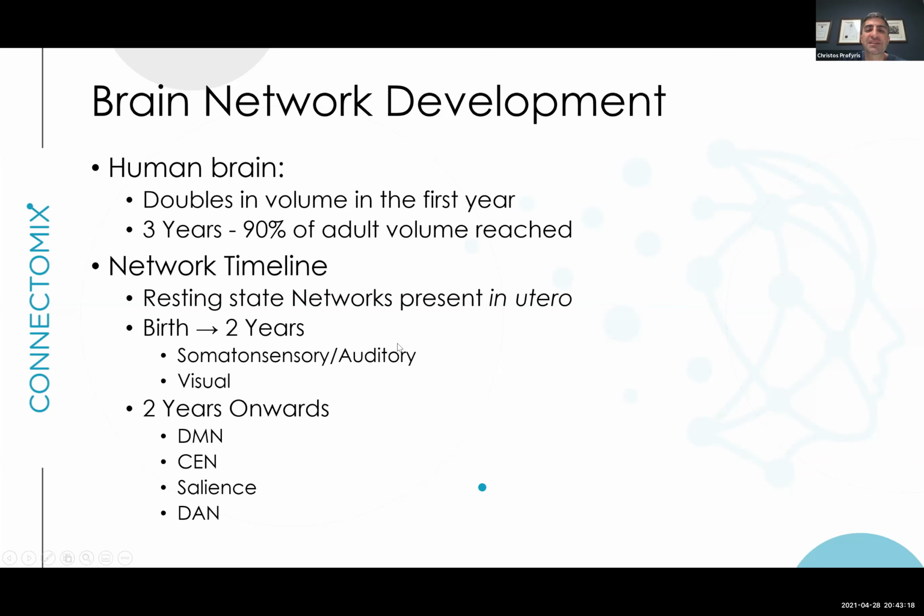And that makes sense because when you're born, you do need to feel things, you do need to try and move. So that network needs to be advanced fairly quickly. The same with vision. You're starting to learn how you see things. So it's not a network that can develop later.